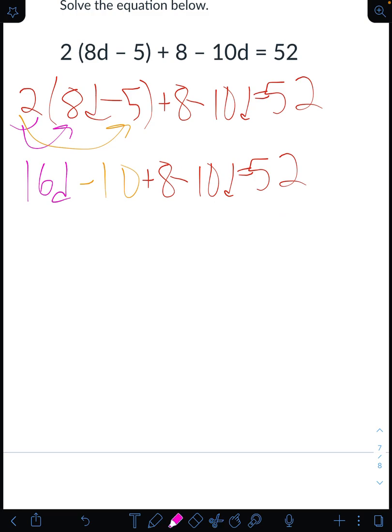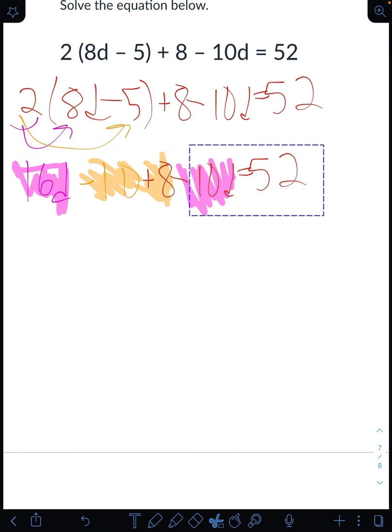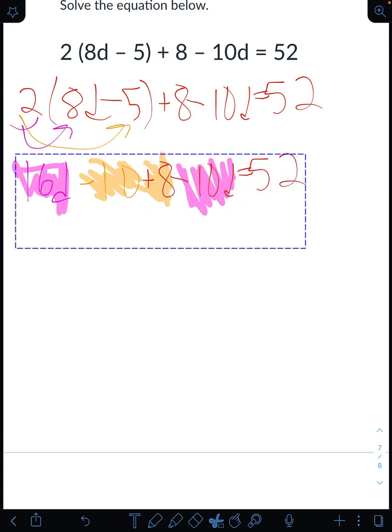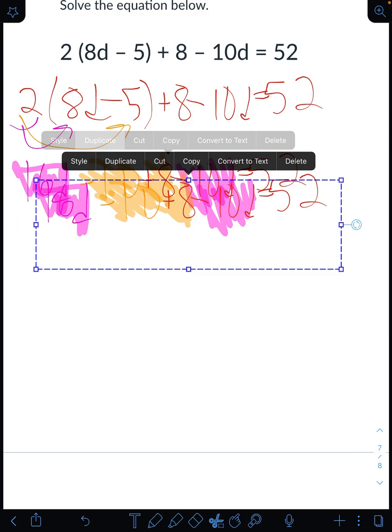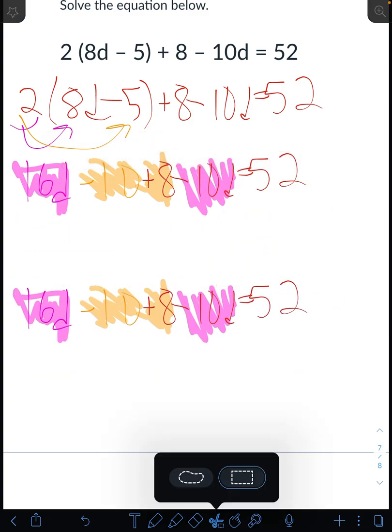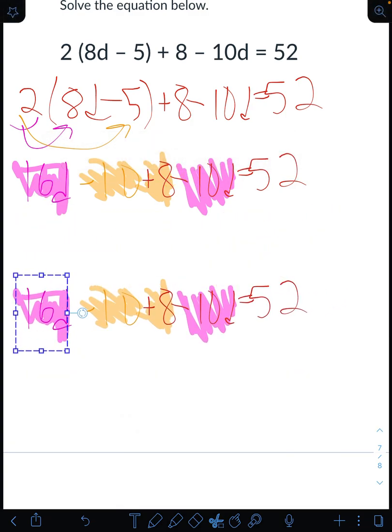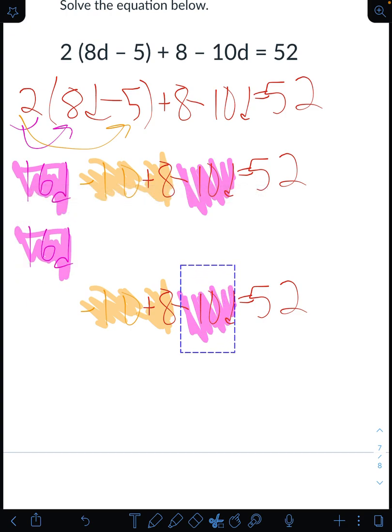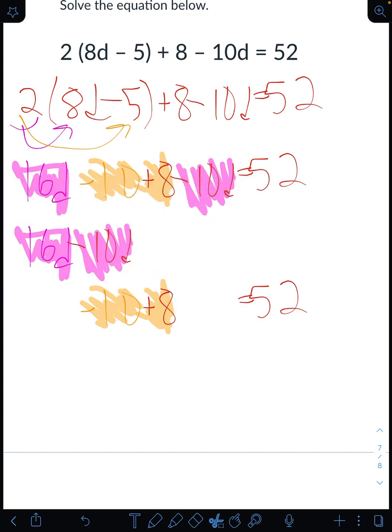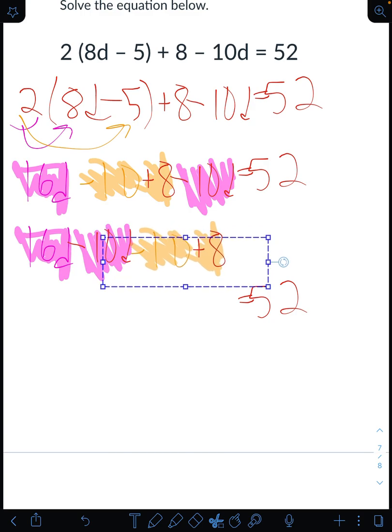Now you identify your like terms. A 16d minus a 10d. And then a minus 10 and an 8 are like terms. So now we've identified our like terms. We then collect our like terms. So we have a 16d, a minus 10d, they go together. Then a negative 10 and a plus 8 go together.